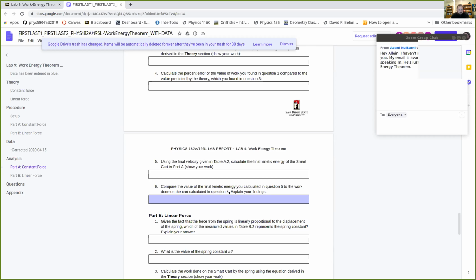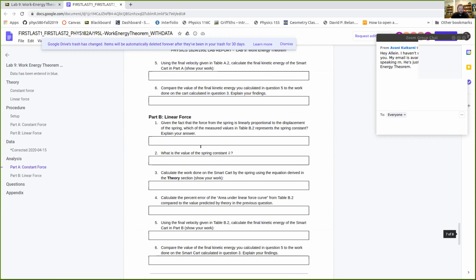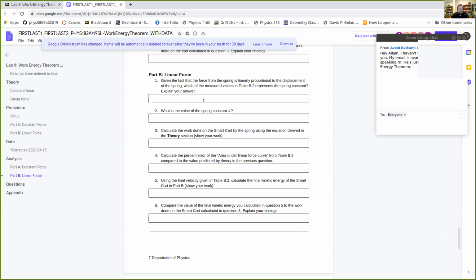Yeah, so here it is. Okay, so this is using the final velocity. You do the 1/2 mv squared to find your kinetic energy at the end, which should be equal to this value, which was the work done. It should be equal to the calculated work done as well, right? Okay, and then linear force, same deal.